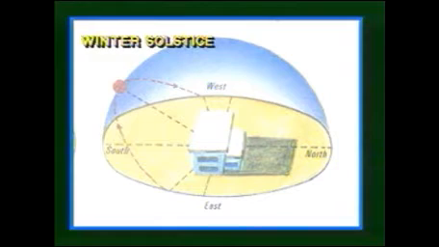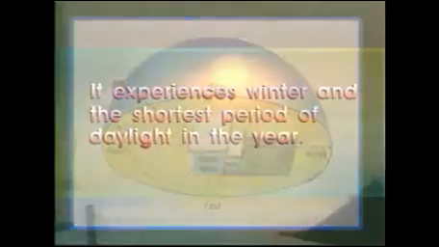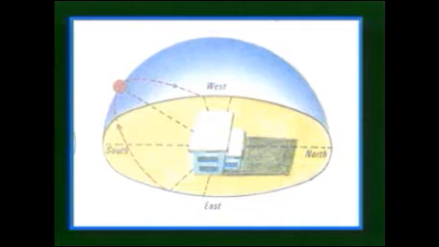At the winter solstice, the northern hemisphere is tilted away from the Sun. It experiences winter and the shortest period of daylight in the year. The southern hemisphere has summer and the longest period of daylight.